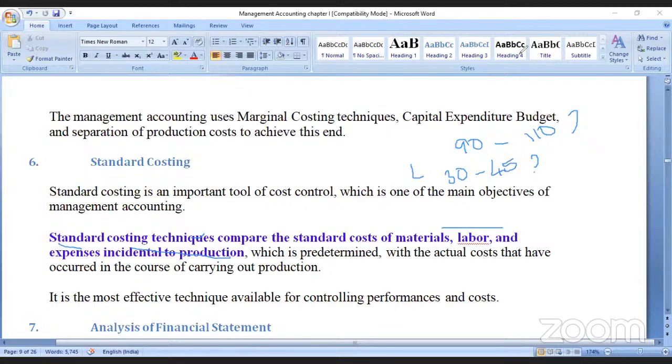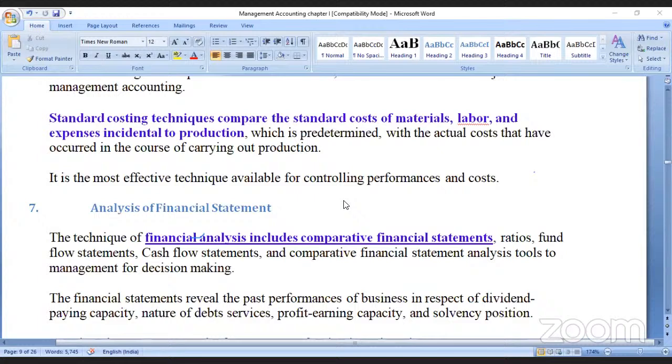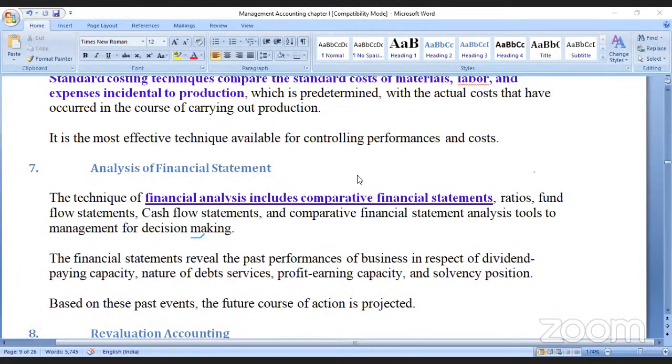Like standard costing, variable costing is also a very good technique. It is also useful to MNC companies to control expenditures. Standard costing compares standards of material, labor, and expenses, including production. And then analysis of financial statements. Why are we going to analyze the financial statements? At the end of the period, the firm wants to know the financial position of the company. The income statement and balance sheet don't speak by themselves. The data is the same in the income statement and balance sheet.